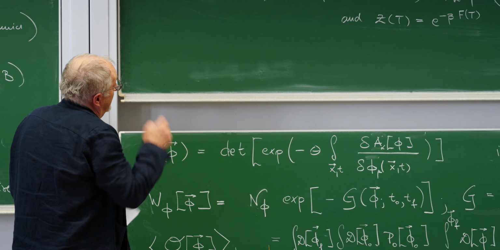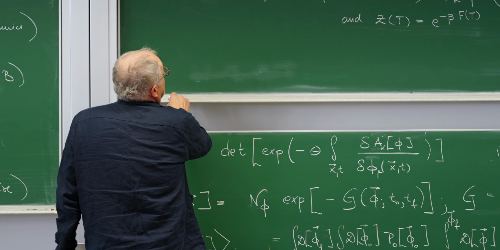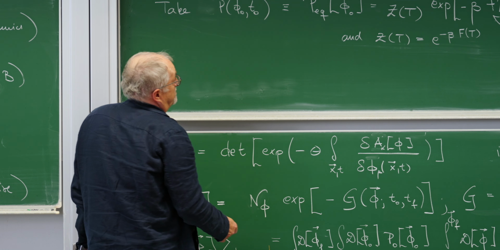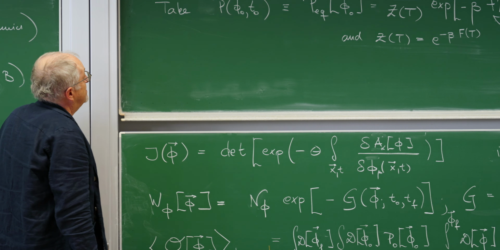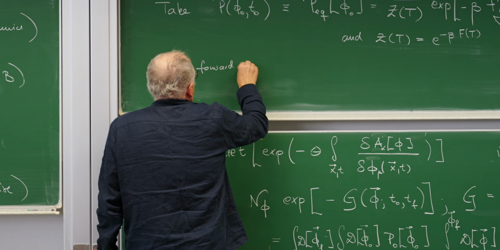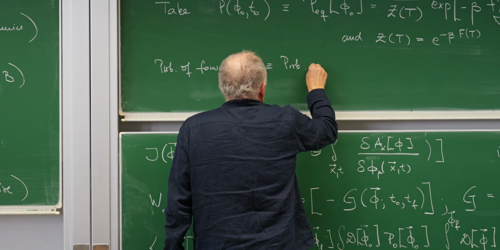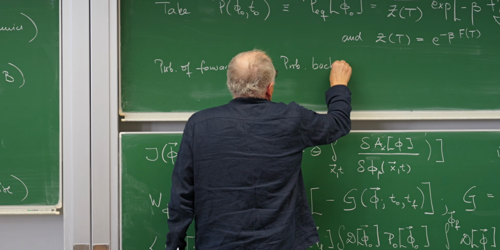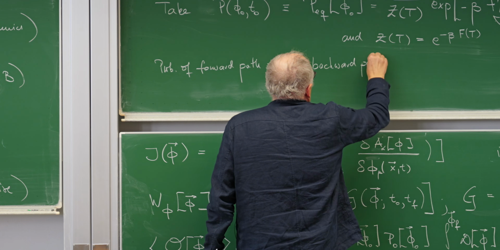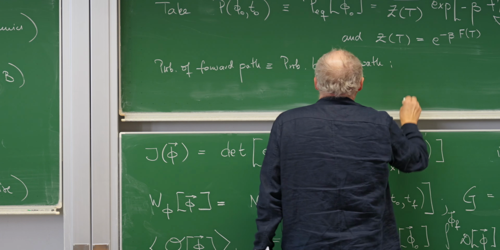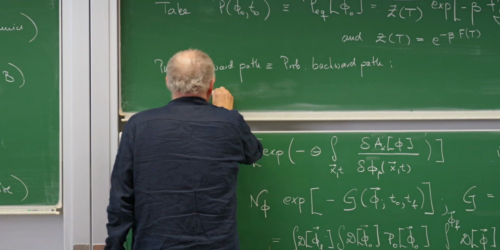Now, the way I can write the fact that I have a time reversible dynamics is in two ways. So the simplest way is to say the probability of the forward path is the same as the probability of the backward path, but that's the same as detail balance. Okay.